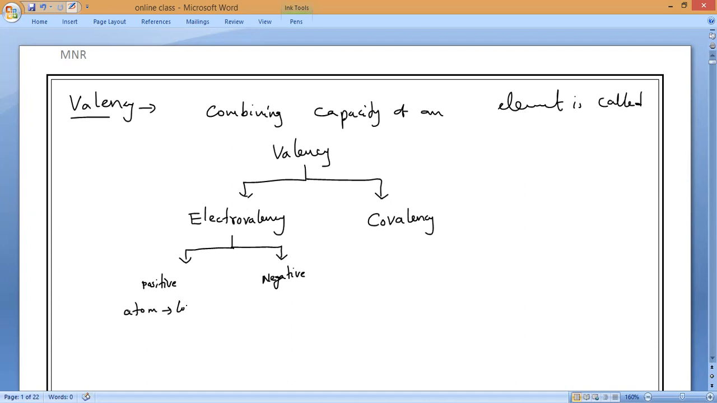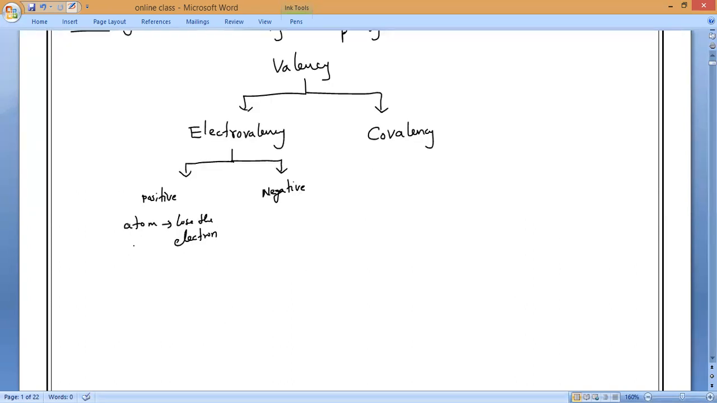Now, if you take positive electrovalency, if any kind of atom donates the electron or loses the electron, it turns into an ion. Which ion will it turn into by loss of electron? Cation. That cation is what we call positive electrovalency.